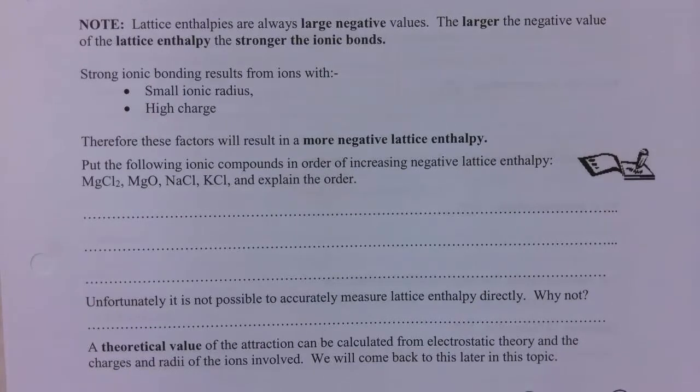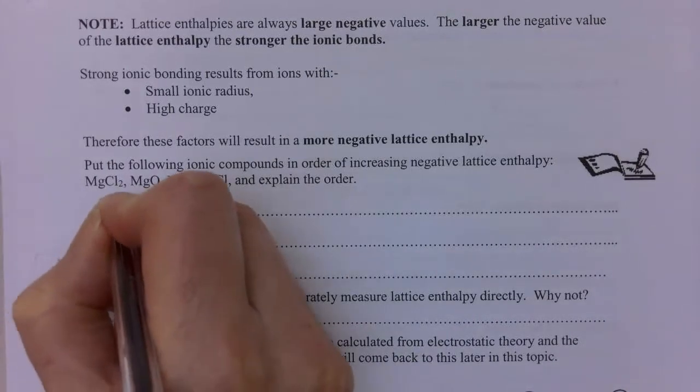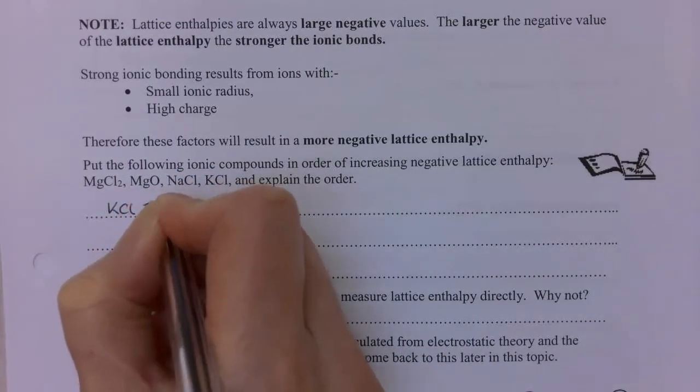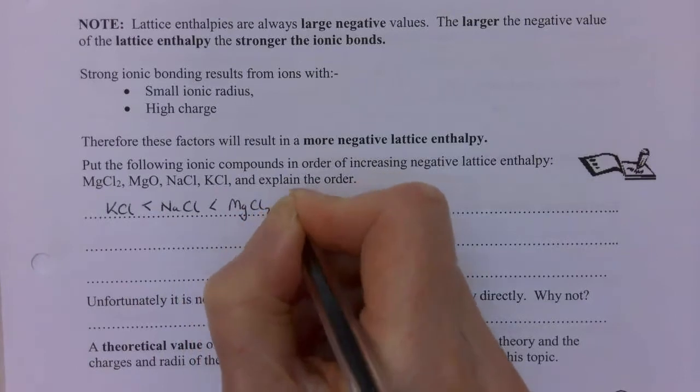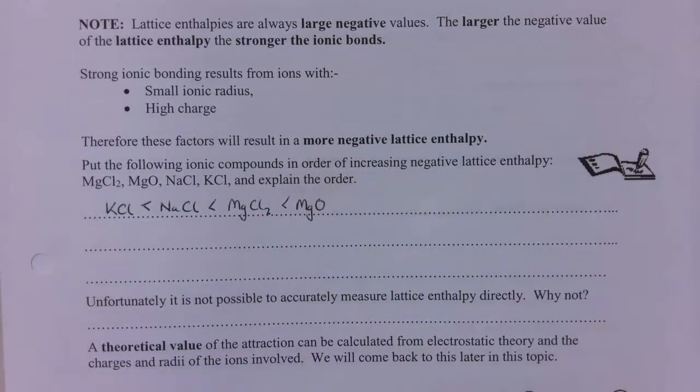What I'd like you now to do is to pause the video and have a go at putting the following ionic compounds in order of increasingly negative lattice enthalpy. In other words, you want to go from the weakest ionic lattice to the strongest ionic lattice. So the order you should have is that KCl is less than NaCl, which is less than MgCl2, which is less than MgO. So of these, magnesium oxide has the strongest lattice, the most negative lattice enthalpy.